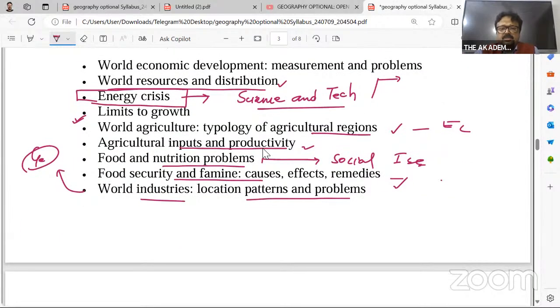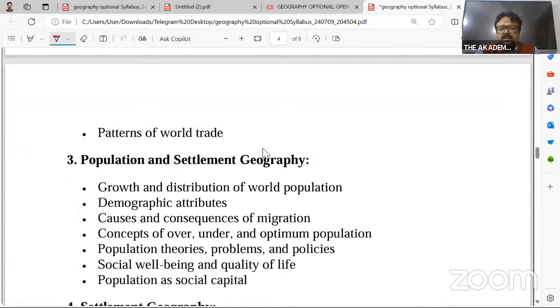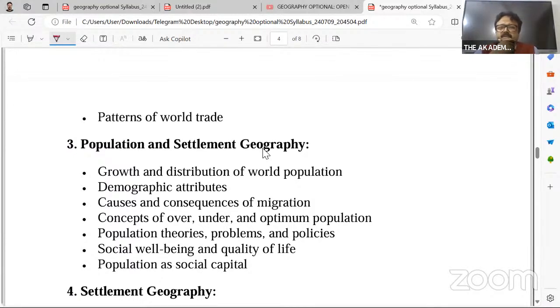So this is what pattern of world trade. Again, you will find some understanding over there. गैट वैट पढ़ेंगे यहाँ पे, WTO पढ़ेंगे बच्चे, सब्सिडी वगैरह पढ़ेंगे, उनके 3 बॉक्सेस पढ़ेंगे. तो ये पार्ट ऑफ पैटर्न ऑफ वर्ल्ड ट्रेड में हम लोग इकोनॉमी के बहुत सारे बेसिक कॉन्सेप्ट को डिस्कस करते हैं. ठीक है. Population and settlement geography.